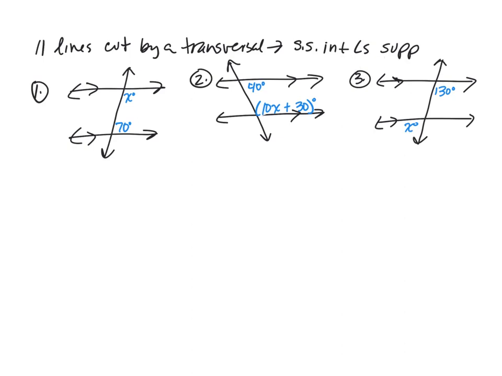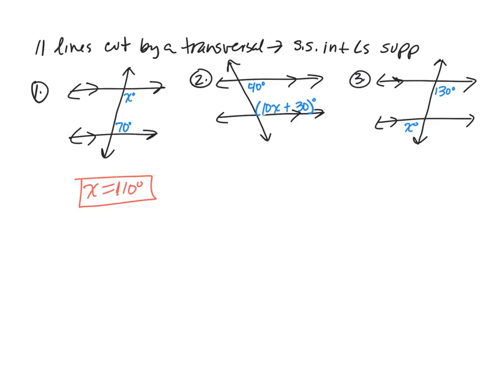If we look at example number 1, notice we have x and 70. They're on the same side of the transversal, and they're in the interior of the two lines being cut by the transversal. So we know that they are supplementary. That means x is the supplement of 70 degrees. The supplement of 70 degrees is 110 because 70 plus 110 equals 180.